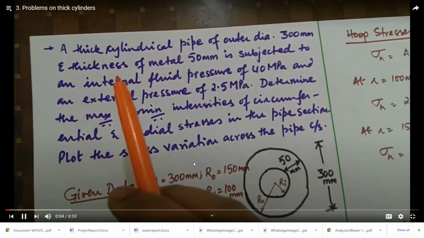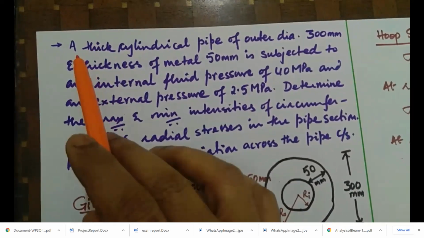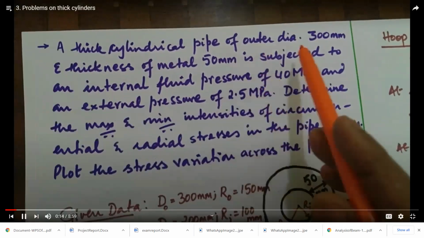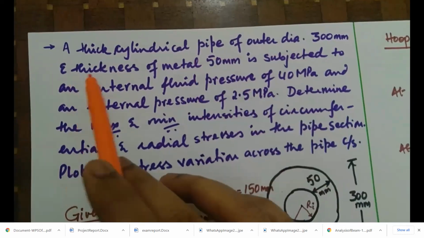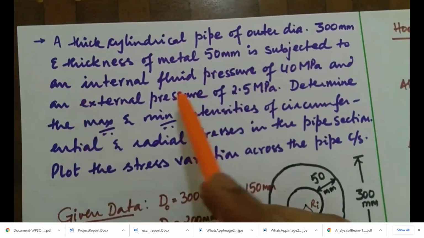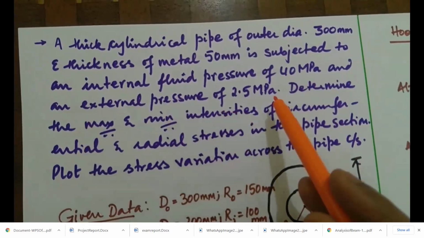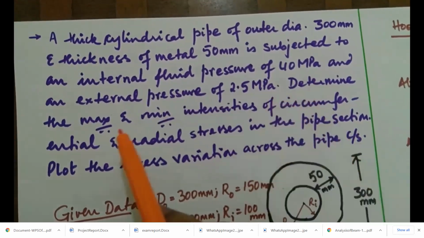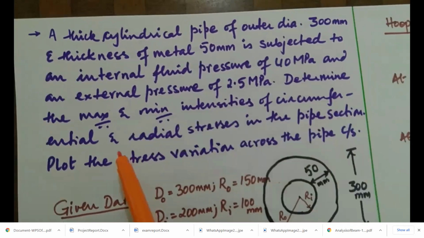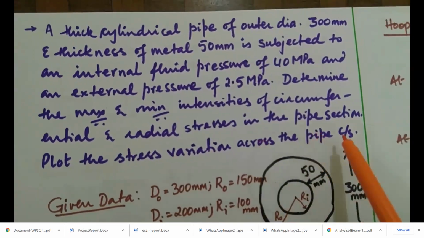To see a couple of problems on the thick cylinder. A thick cylindrical pipe of outer diameter 300 millimeter and thickness of metal 50 mm is subjected to an internal fluid pressure of 40 megapascal and an external pressure of 2.5 megapascal. Determine the maximum and minimum intensities of circumferential and radial stresses in the pipe section. Plot the stress variation across the pipe cross section.